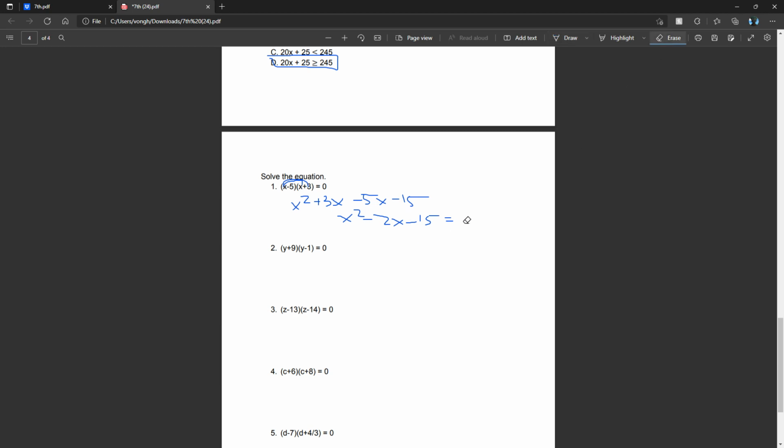Actually, no, sorry. This is not how you do it. I thought we had to factor them. Sorry, all you have to do is just separate them. So x minus 5 equals 0 and x plus 3 equals 0. And then you isolate them. So x equals negative 3 and x equals 5, because you add 5 to both sides.